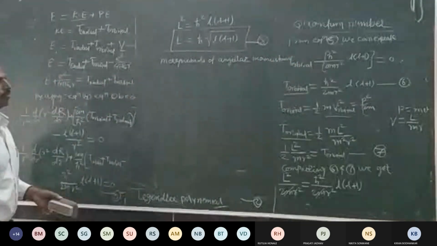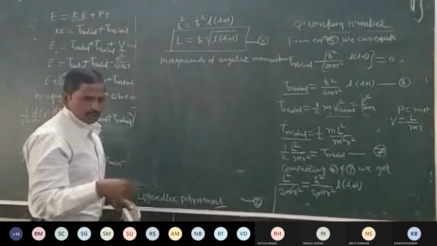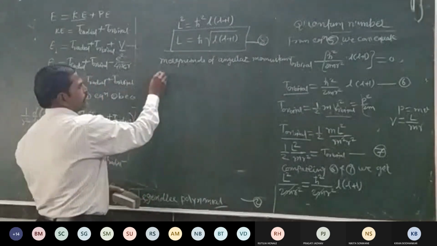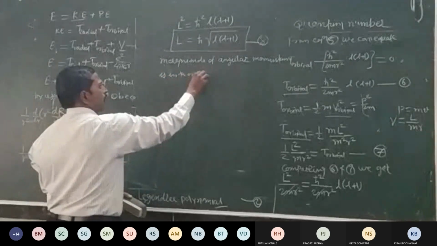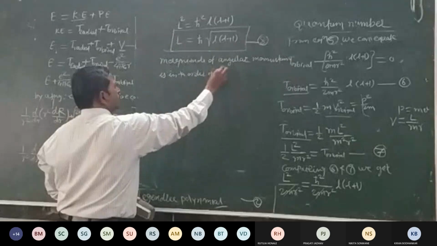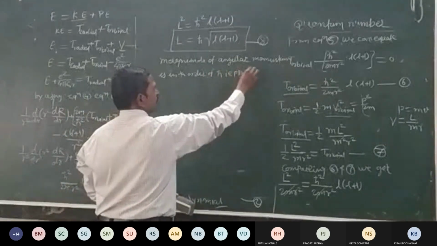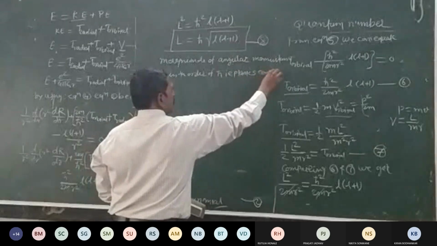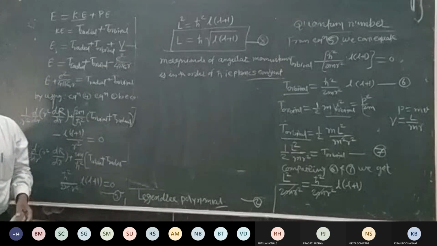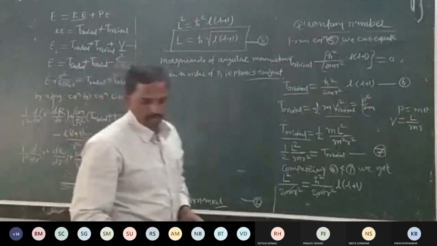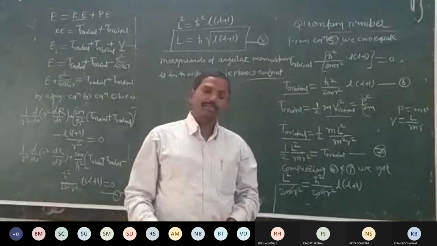Magnitude of angular momentum, and the magnitude of angular momentum is in the order of h cross, that is Planck's constant. It is in the order of Planck's constant. Okay, this is the magnitude. Now I want to find its direction also.